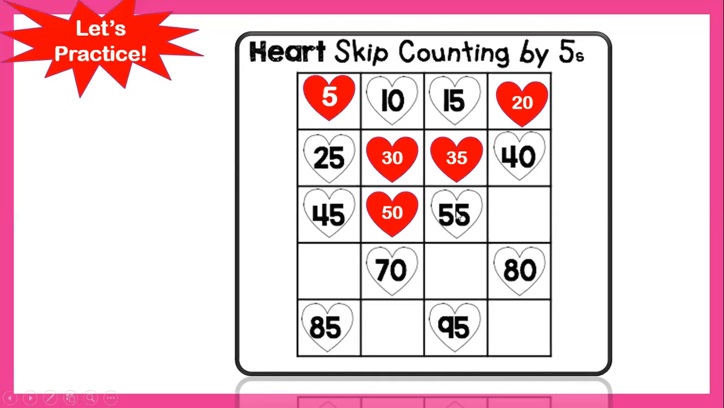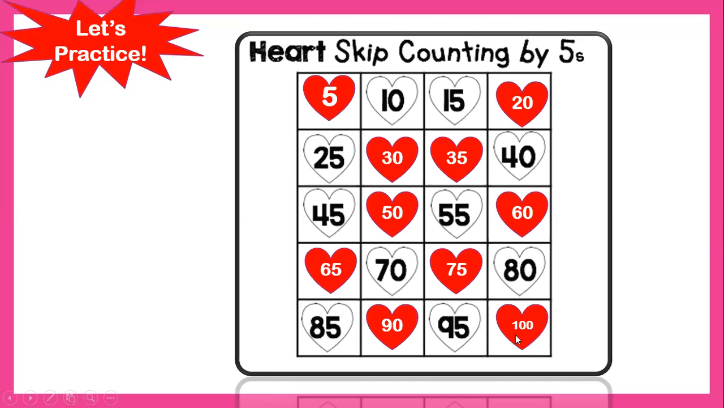50. Next to 50, 55. Next number to 55 is 60. Then 65, then 70. What is the missing number? 75, 80, 85. What number? 90. Next to 90 is 95. Next to 95 is 100. Okay, great. So that is how you're going to count.